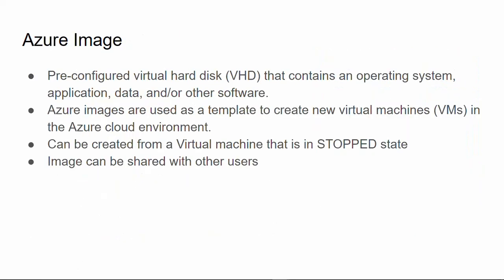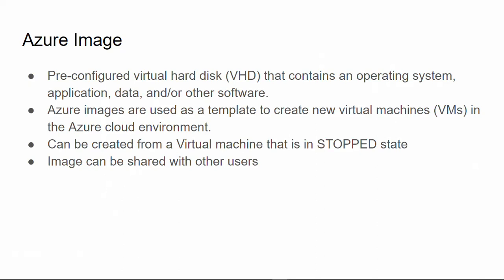So this is where Azure Image comes from. Azure Image is a pre-configured virtual hard disk that contains an operating system, application data, and/or any other software. Azure Images are used as a template to create new virtual machines in the Azure cloud environment.